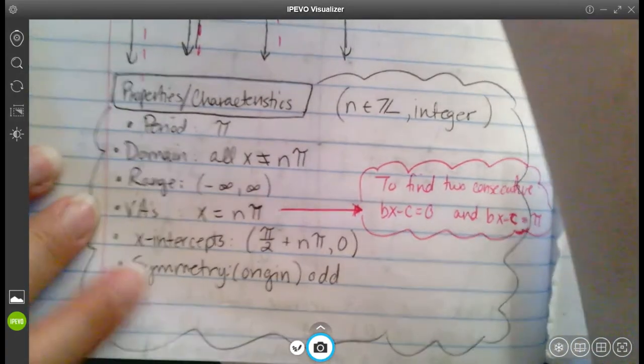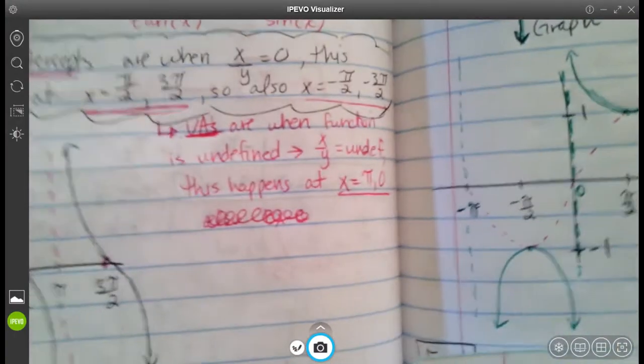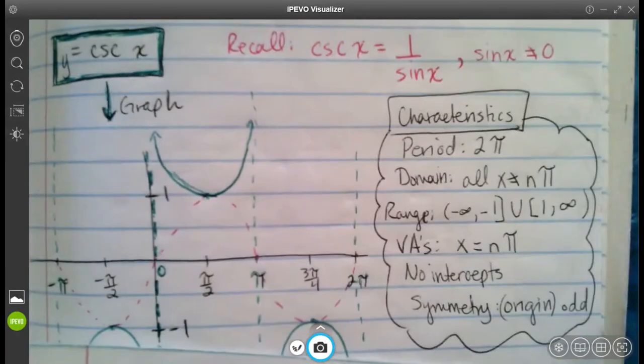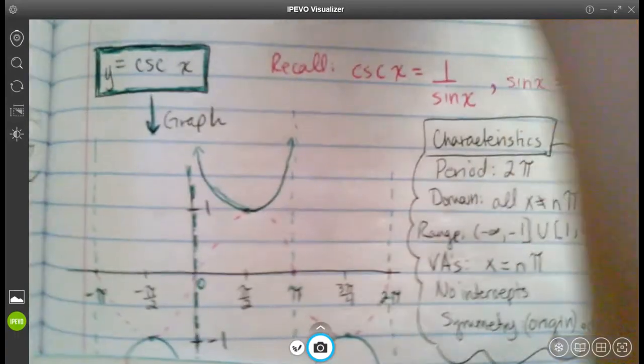Okay, so let's go ahead and try an example. And actually, no. This one I'm not going to do an example for. We'll probably do something similar in class. We're going to move on to the next reciprocal function.